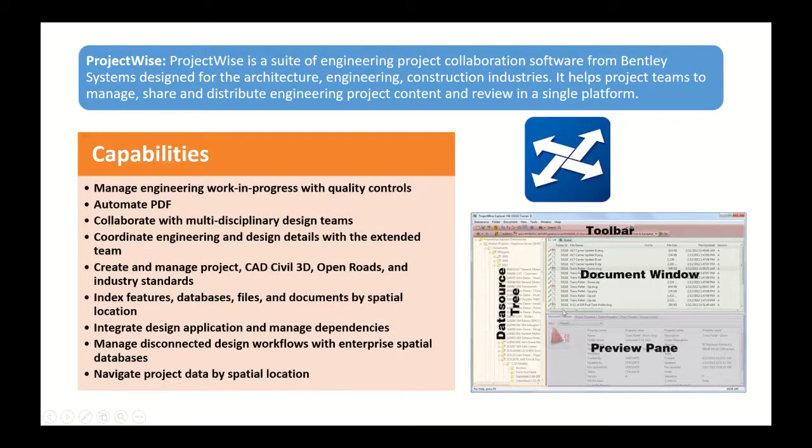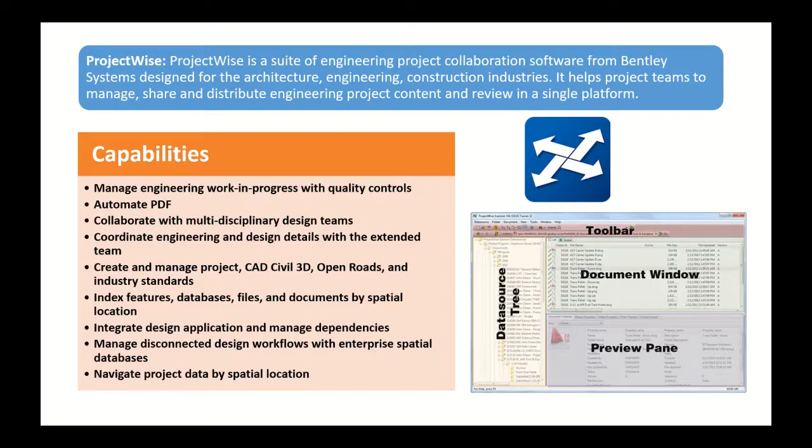Then, what are the capabilities? These are the capabilities. One is to manage engineering work in progress with quality controls. That's what I said. We can manage the work you are doing, and it can be checked by your manager, and once he approves, it will go to the second stage, so we're ready for sharing like that.